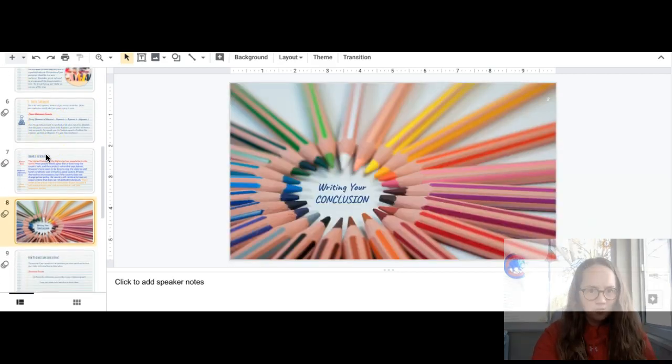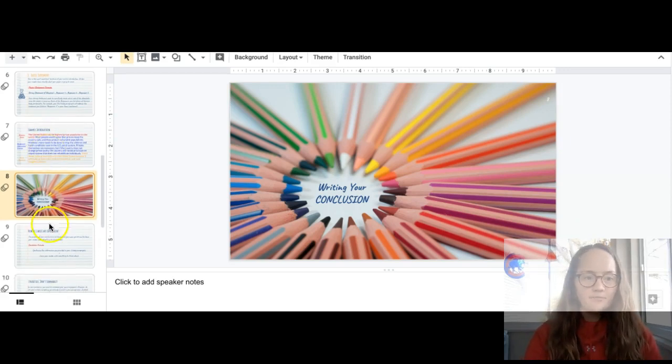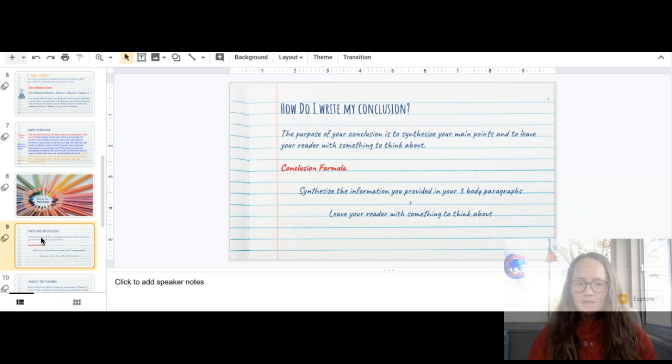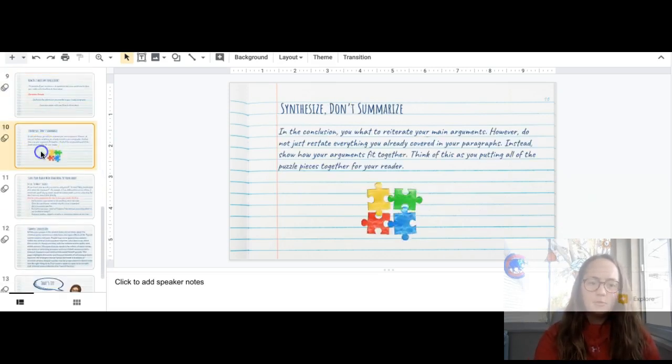All right, so that's all you need to worry about for the introduction. Moving on to our conclusion. So again, there is a formula for writing your conclusion. The purpose of your conclusion is to synthesize your main points and to leave your reader with something to think about. Now, you're going to be synthesizing the information that you've provided throughout your entire paper thus far, and then you're going to want your reader to have something to think about and something of interest. So let's break that down a little bit more.